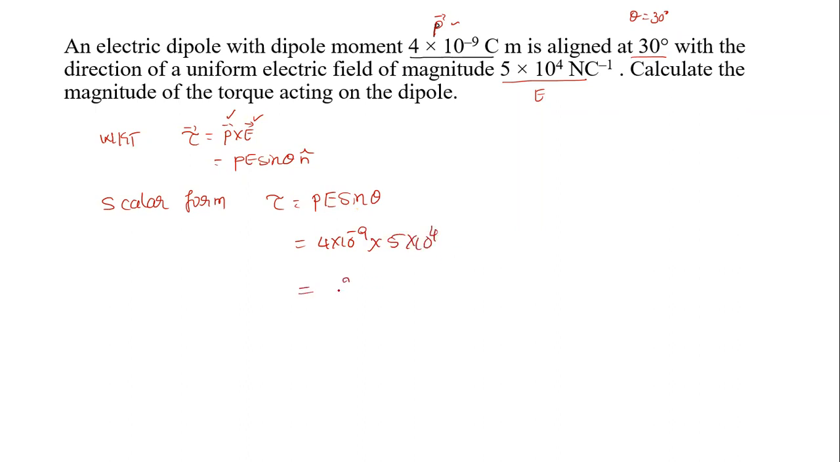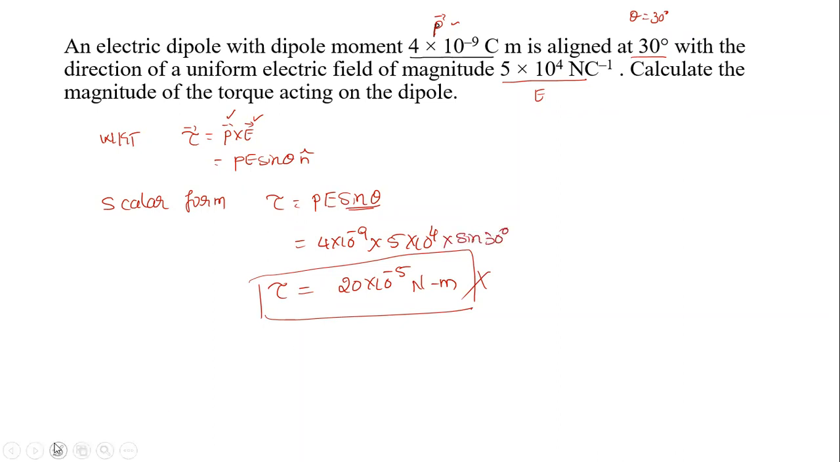So it will become 20 into 10 power minus 5. The unit is newton meter. So is this the torque acting on the dipole? No, it is not correct, because we left out one more term, sine theta. Theta is given, so I need to multiply by sine 30 degree.